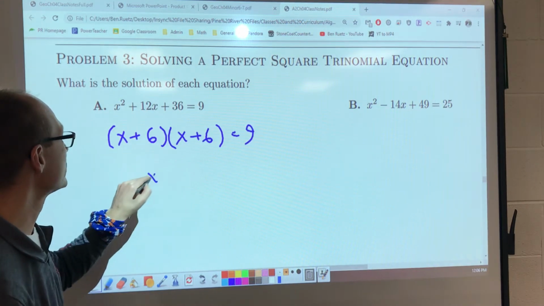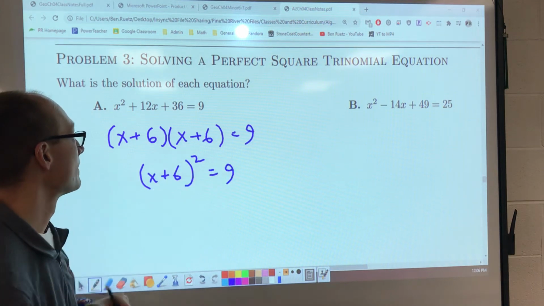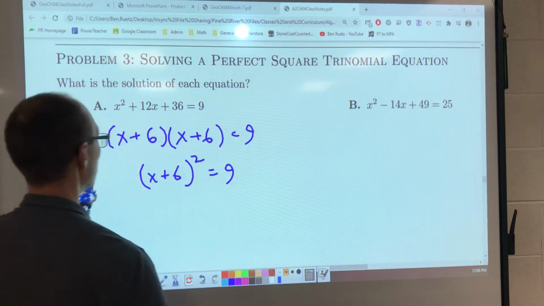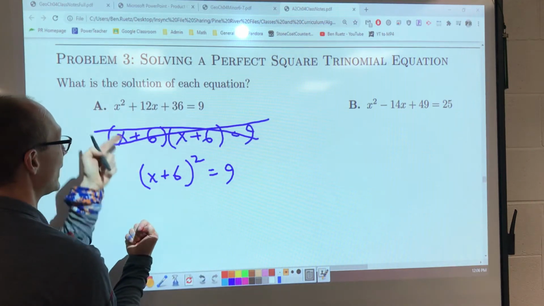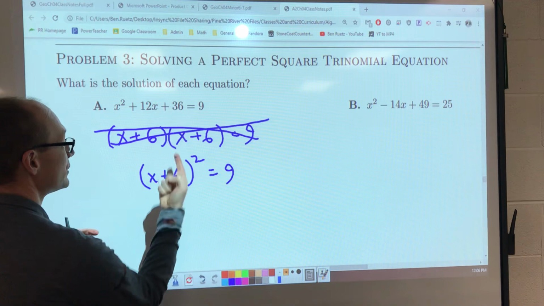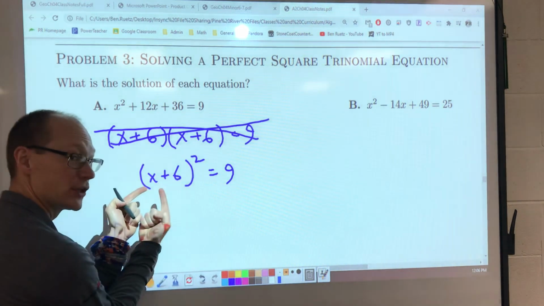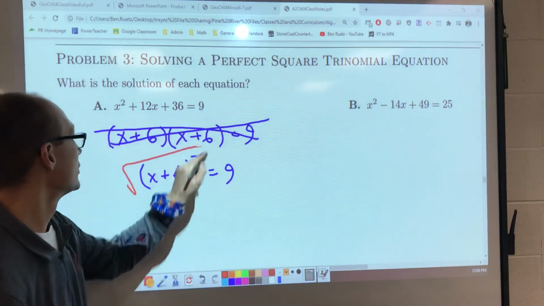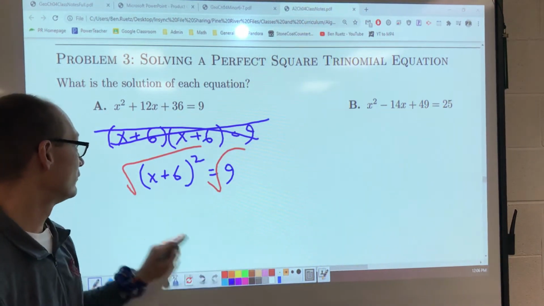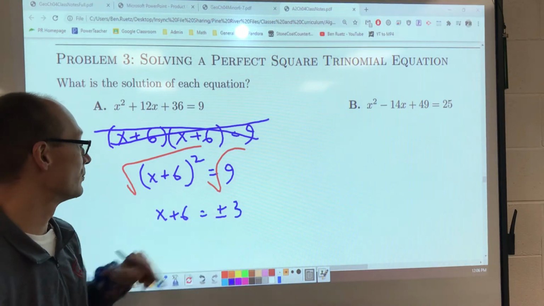Oh wait, let's actually write that this way. We could go right from here to here. The square root of x squared is x, square root of 36 is 6. Now I've got something squared, a single occurrence of x. Something squared equals 9. Could I just square root both sides and find out that x plus 6 equals plus or minus 3?